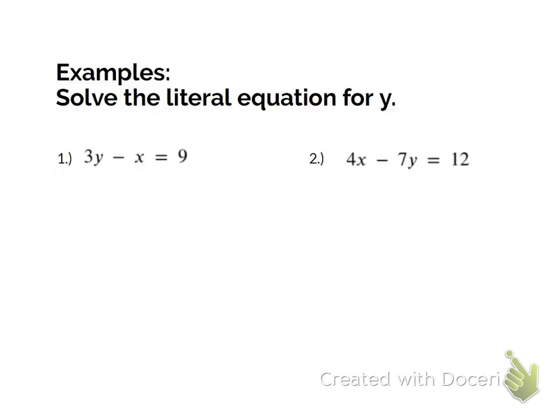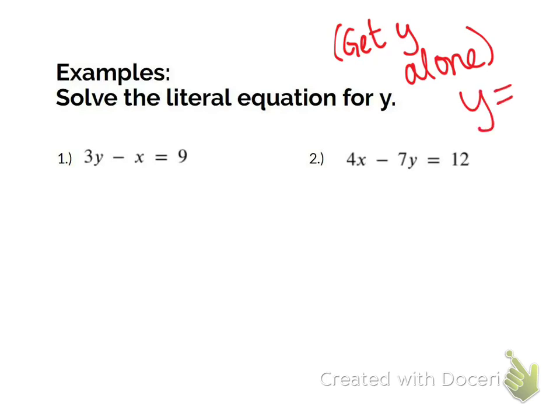All right, we are going to solve the literal equation for y. So all that means is get y by itself. Get y alone or by itself. So we want our answer to be y equals whatever the other side may come out to be. So if it helps, you can put a box or a circle around y and act like you're trying to get y alone and think about what steps you would take.